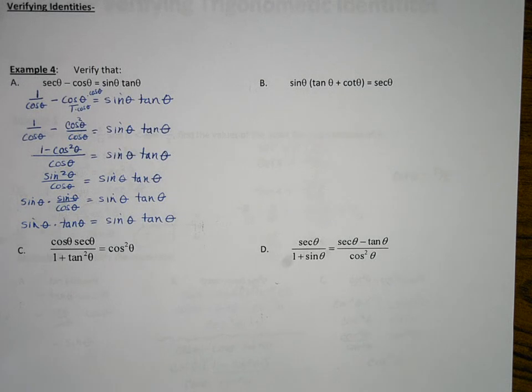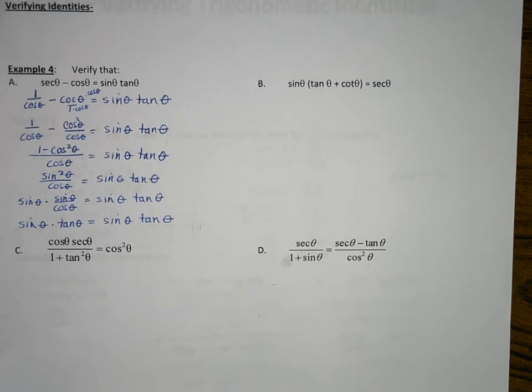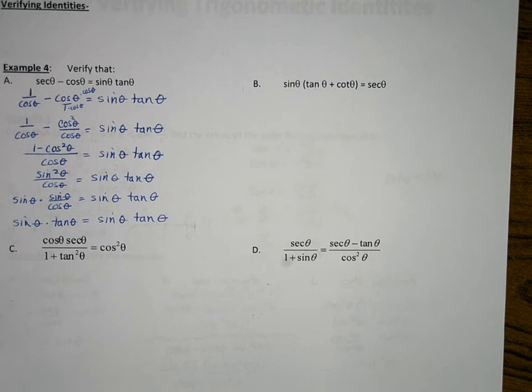Sine theta times the quantity of tangent of theta plus cotangent of theta is equal to secant of theta. Now, I can only work on one side. I made the statement that 99% of the time, it's easier to take ugly things and make them pretty. Which side is uglier? The left. Absolutely. Secant of theta is equal to all that junk. There is no question my left-hand side is way uglier than my right-hand side.